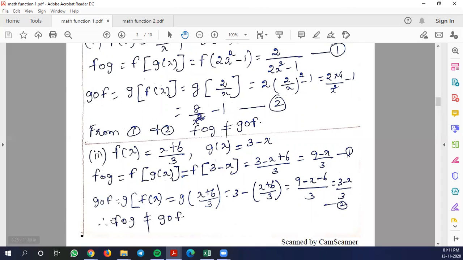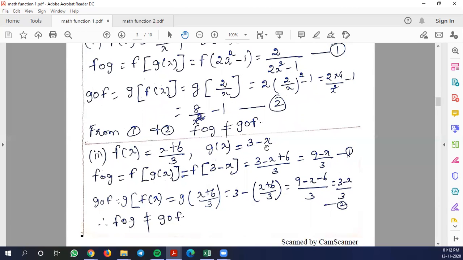Now g of f of x is equal to g of, what is f of x? (x + 6)/3. f of x is (x + 6)/3, equal to, what is g of x? It is 3 minus x. So 3 minus, what is our x here? (x + 6)/3. So g of x means 3 minus x. Here the whole thing is x.